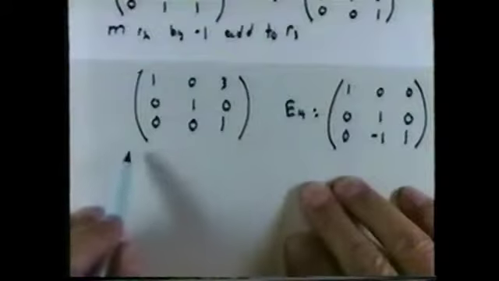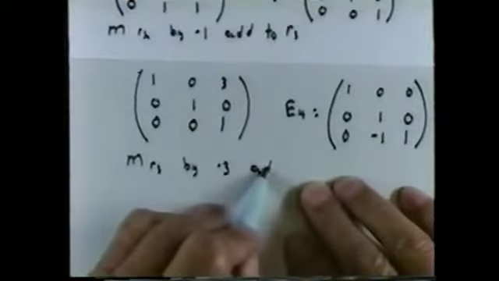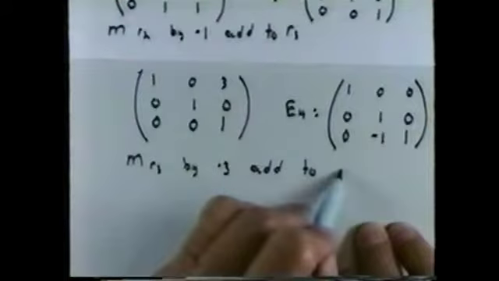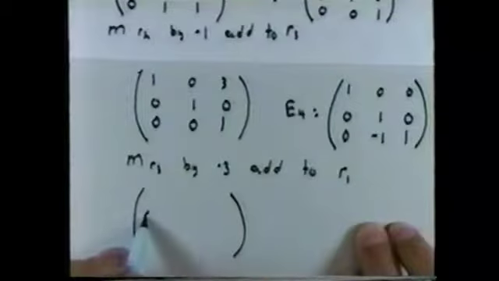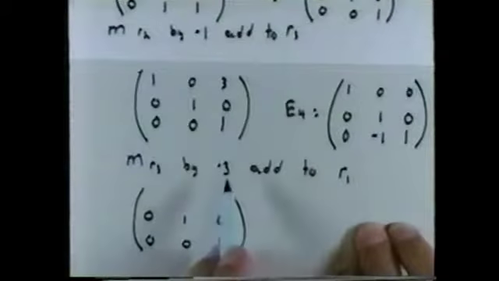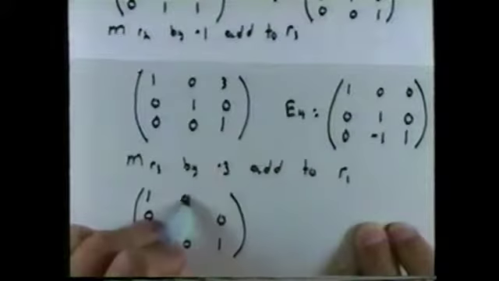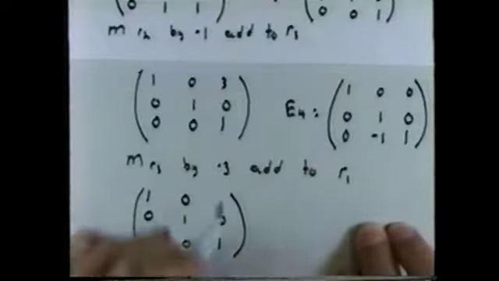I'm almost through reducing this one. All I need to do is multiply row 3 by negative 3 and add to row 1. So I'll leave row 2 and row 3 the same. I'll multiply row 3 by negative 3 and add to 1. Negative 3 times 0 is 0. 0 plus 1 is 1. Negative 3 times 0 is 0. 0 plus 0 is 0. Negative 3 times 1 is negative 3, plus 3 is 0.